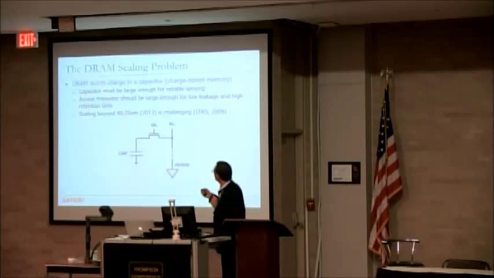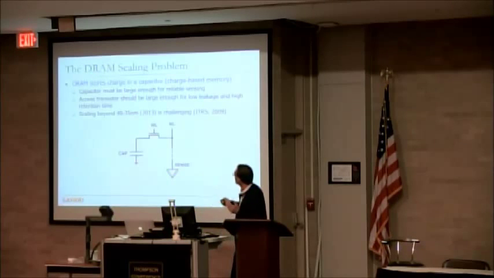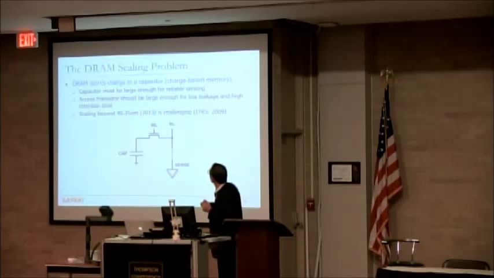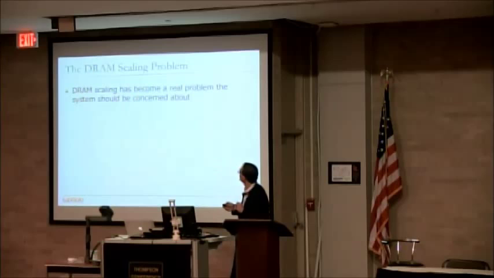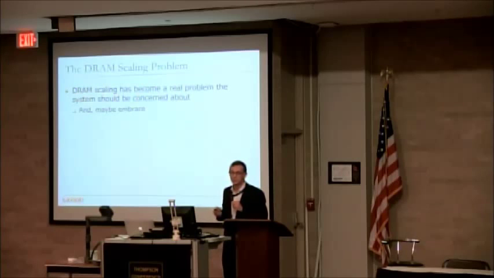Basically, what is DRAM scaling? We want to reduce the size of the circuit to increase its capacity and density. The problem is the capacitor and the access transistor must be large enough for reliable sensing, low leakage, and high retention time. And now that we're at about 24 to 20 nanometers, we're actually seeing issues. It's become a real problem that the system should be concerned about and maybe embrace.